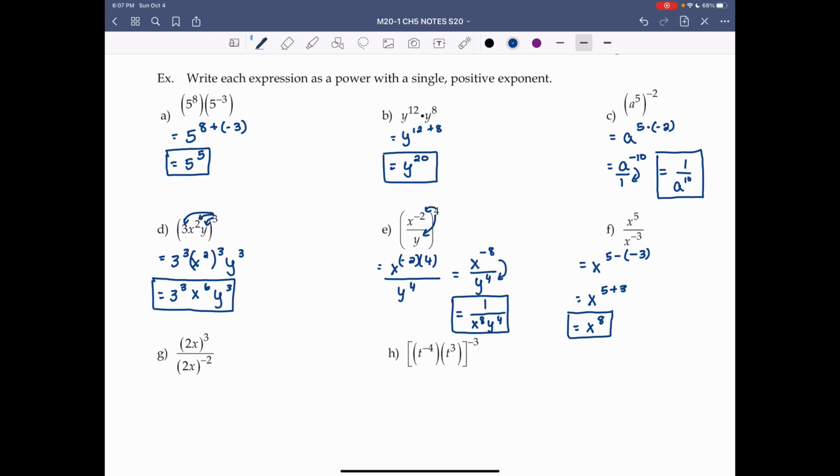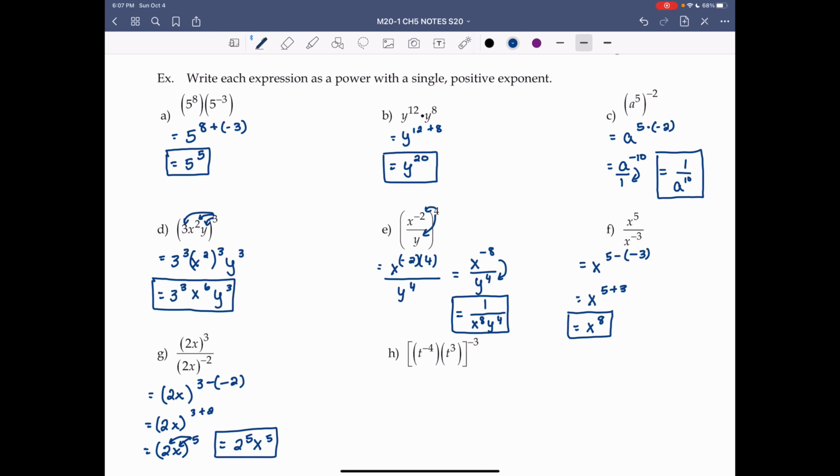2x to the power of 3 over 2x to the power of negative 2. So my base in this case is 2x. I have the division law, which tells me to subtract my exponents. 2x in brackets to the power of 3 minus negative 2, which equals 2x in brackets to the power of 3 plus 2, which equals 2x in brackets to the power of 5. And then I can apply that 5 into my product, the power of a product, to get 2 to the power of 5, x to the power of 5.